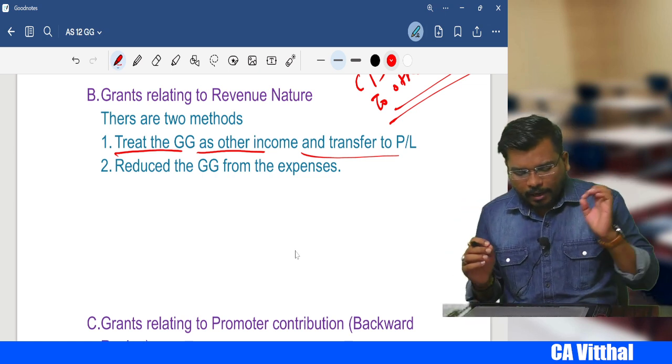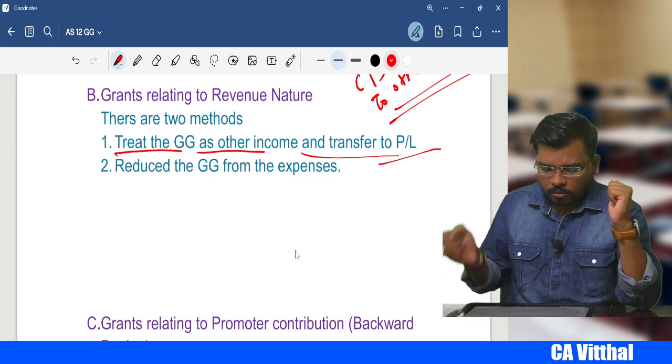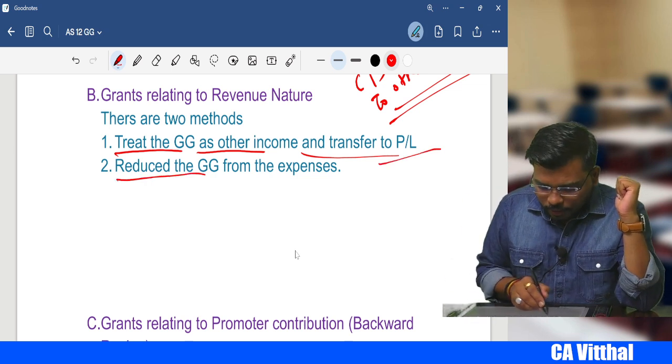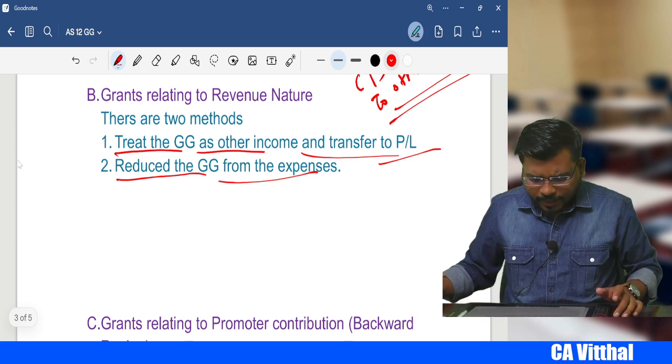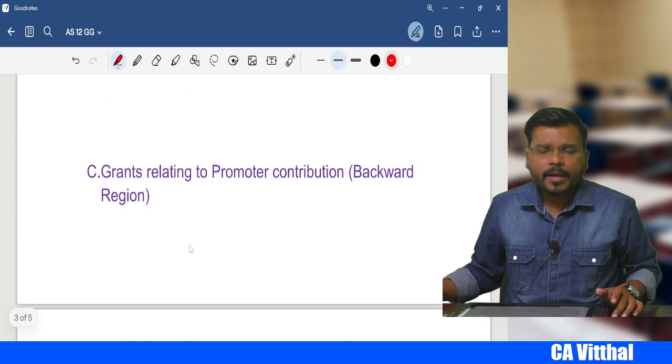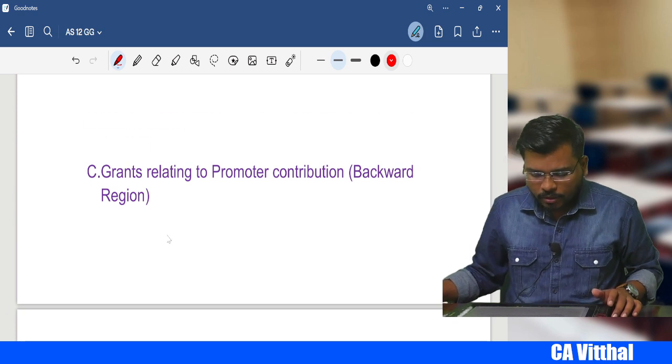So treat the government grant as other income and transfer it to the P&L account, or reduce the government grant from the expenses. Right, my dear students? This is the government grant in relation to expenses, that is called revenue nature.